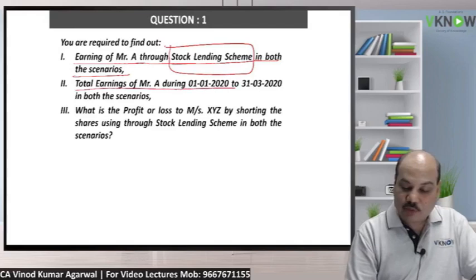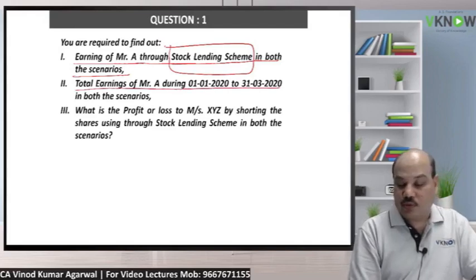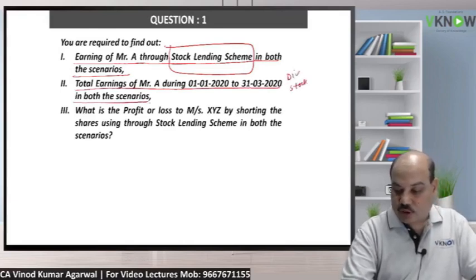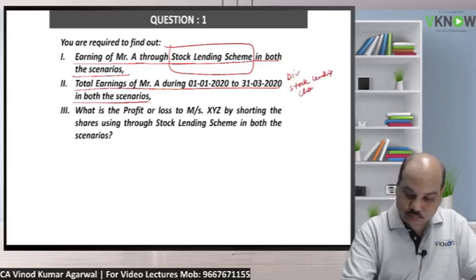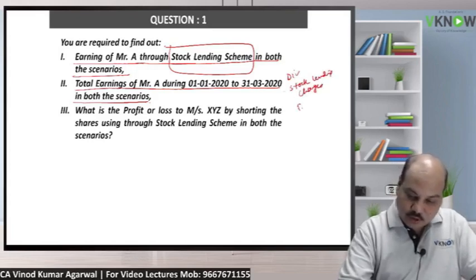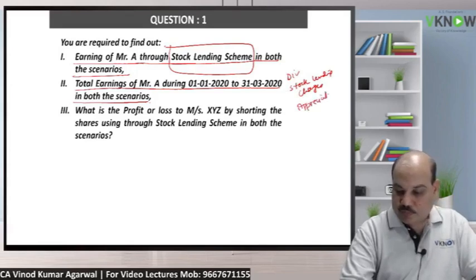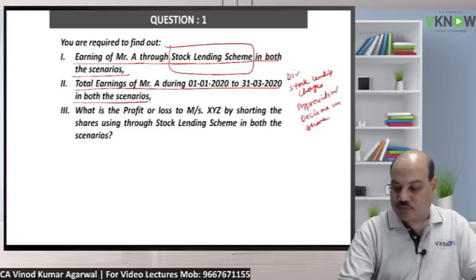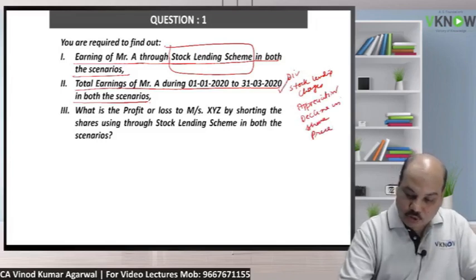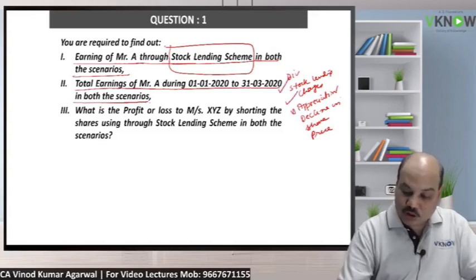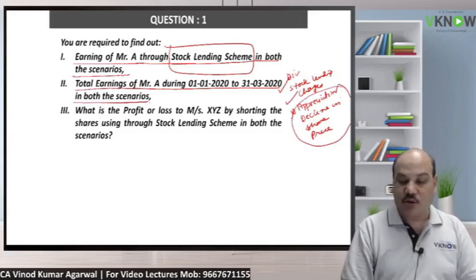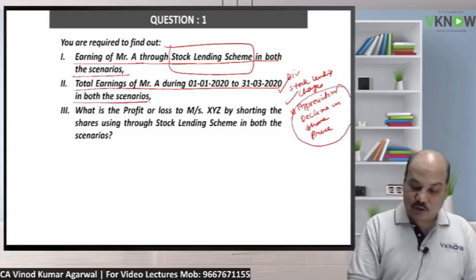And total earning of Mr. A during 1/1/2020 to 31st March in both the scenarios. So total earning will be dividend income, stock lending charges, and the appreciation or decline in share price. Our institute has considered these two. They have not considered this. This should also have been considered. So there is a slight small mistake in the answer of the institute, but we will discuss that.